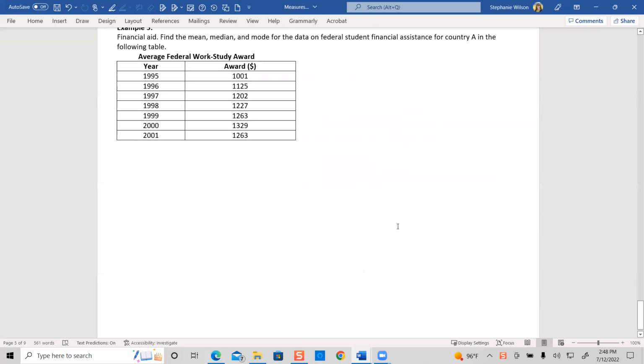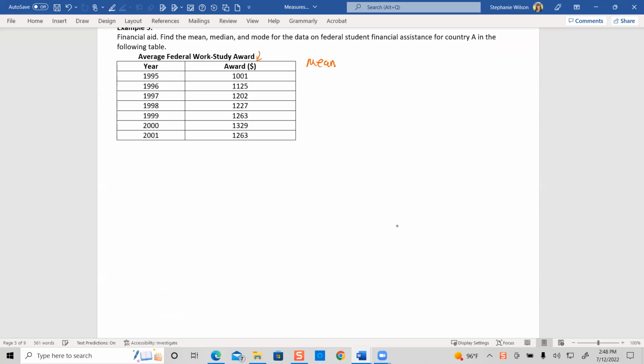Next one, let's find the mean, median, and mode for the data on federal student financial assistance for the country A in the following table. So you're given the year, and then you're given the awarded amount in dollars. So let's find the mean first.